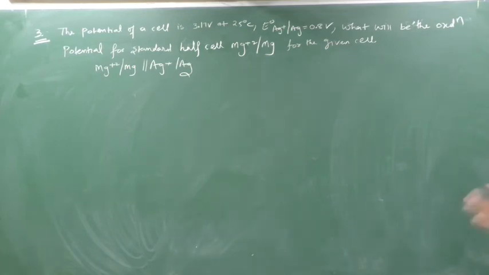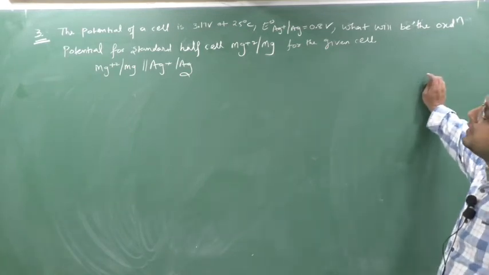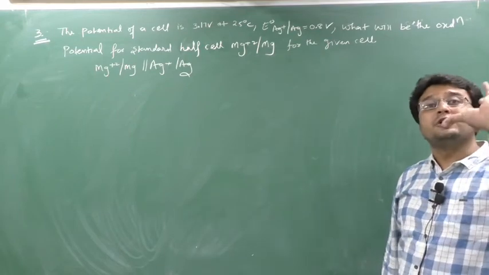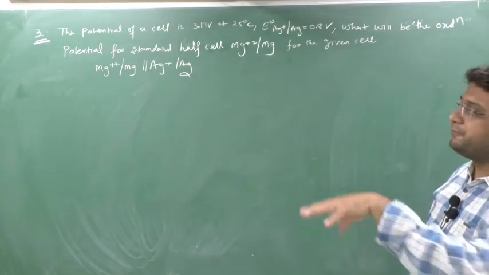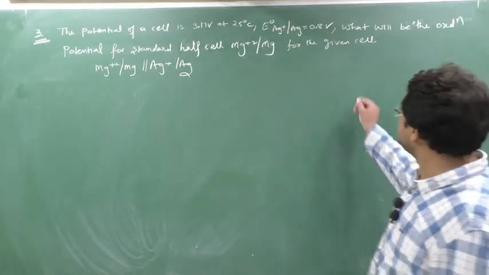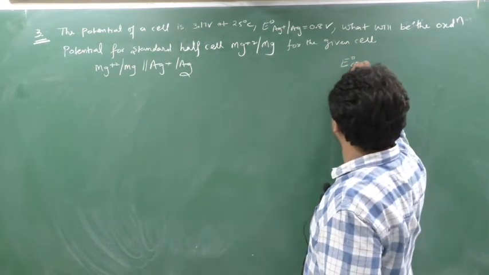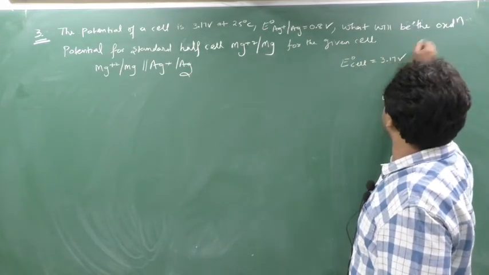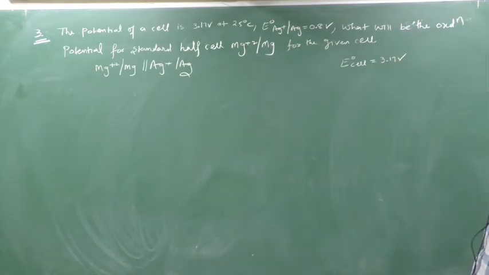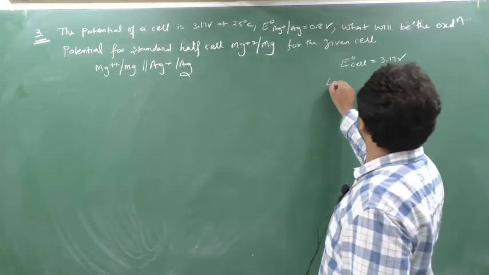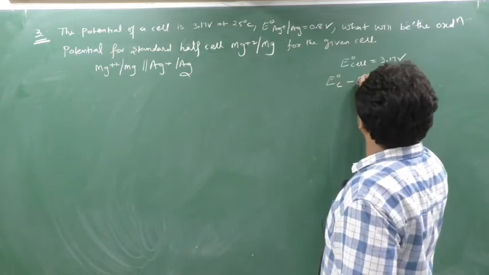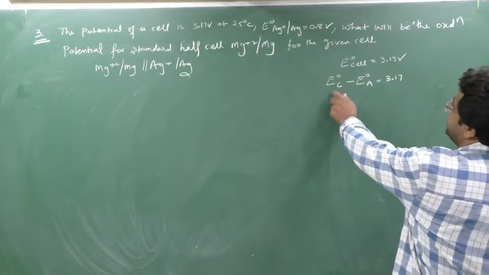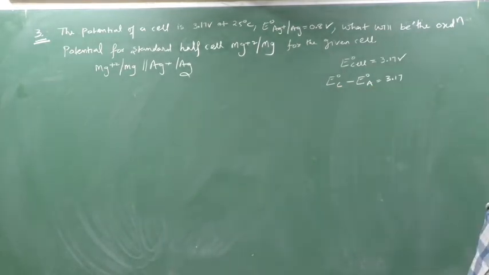So we will read the question first. The potential of a cell is 3.17 volt, meaning the potential of the whole cell, which comprises magnesium and silver. So I can write like this, beta: E naught cell, the total E naught cell they have given, is 3.17 volt. Clear? You know what E naught cell means? E naught cell means E cathode minus E anode, yes or no? 3.17. Now just determine who is cathode and who is anode, that's it.